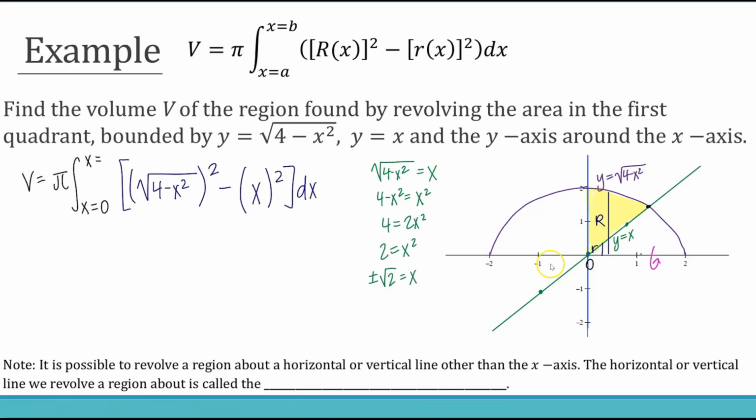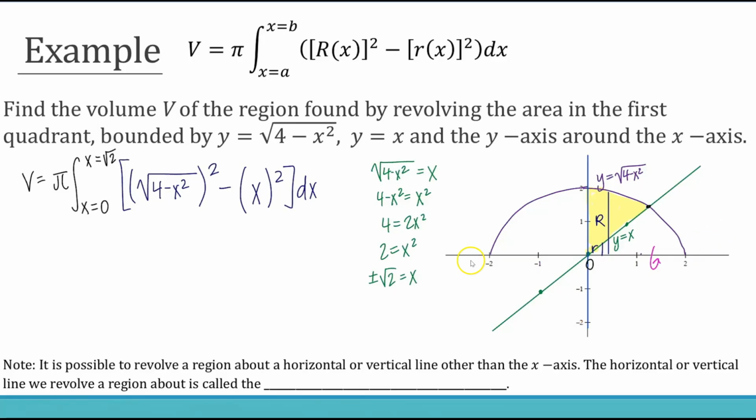So there's two solutions because there is another place where, if this circle was completed, if I had the entire circle instead of the semicircle, the line would intersect again down here. But we're only thinking about quadrant 1 right now, so we just need positive the square root of 2 as our other limit of integration. And so that is the setup.